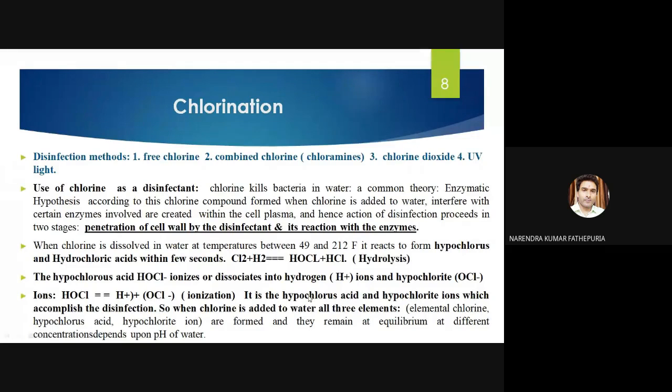It is the hypochlorous acid. This OCl negative is the hypochlorite ion, and hypochlorous acid and hypochlorite ions accomplish the disinfection process. So when the chlorine is added to the water, all three elements, elemental chlorine, hypochlorous acid, and hypochlorite ions are formed, and they remain at equilibrium at different concentrations depending upon the pH of the water.